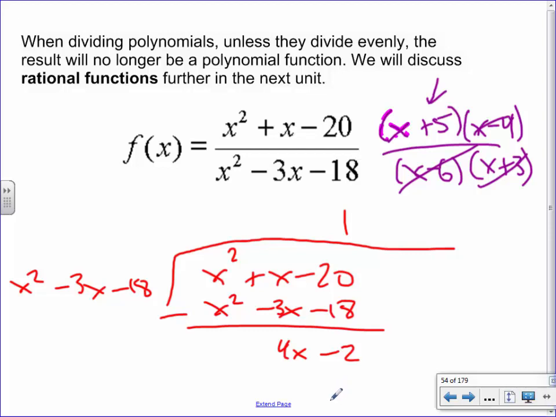I just wanted to point that out. You can synthetically divide anything you want, or long divide anything you want. I don't know that you necessarily want to, because it's awful, but you could try.